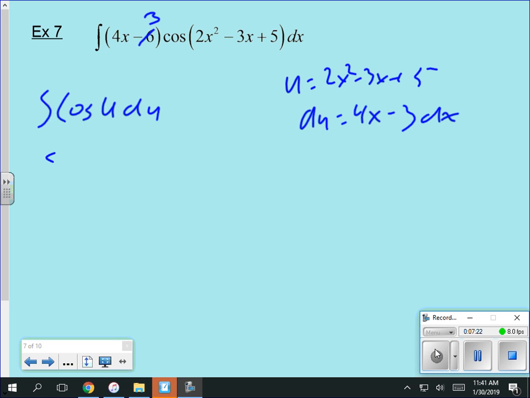So this is the sine of u plus c, which is the sine of 2x squared minus 3x plus 5, plus c. My bad on that one. That's it.